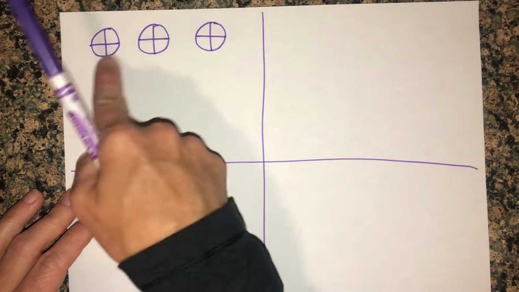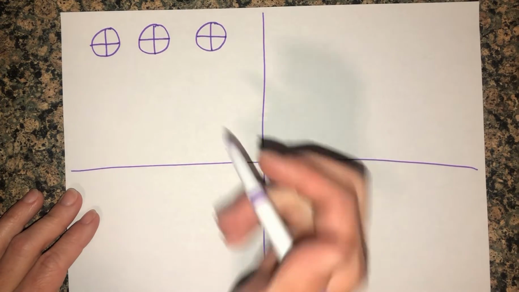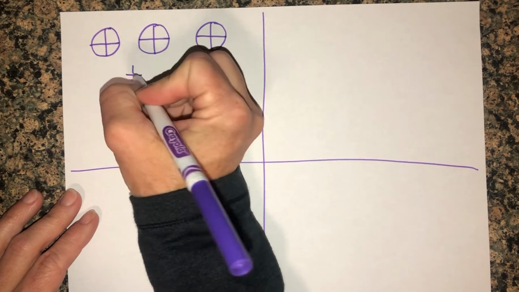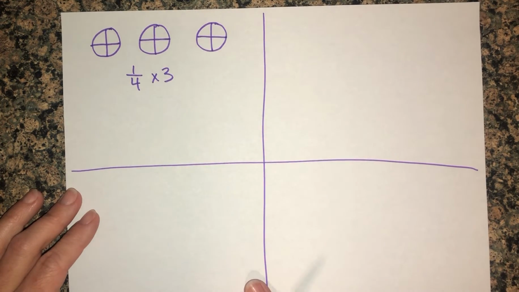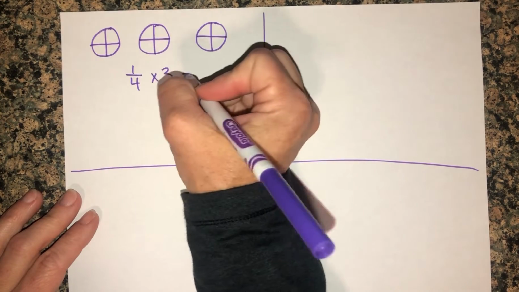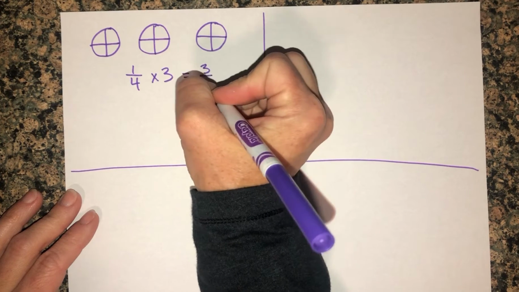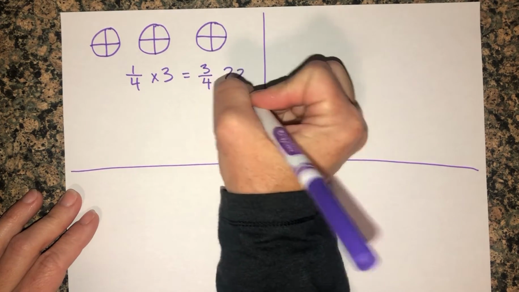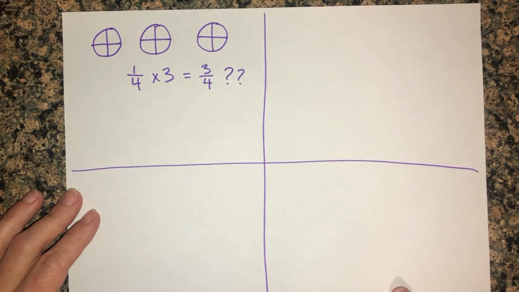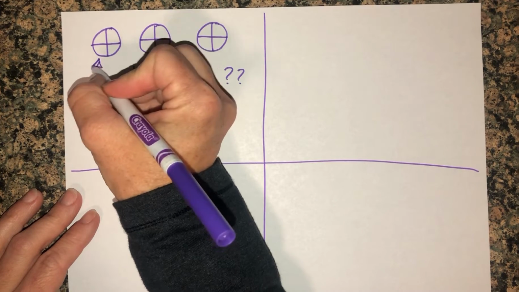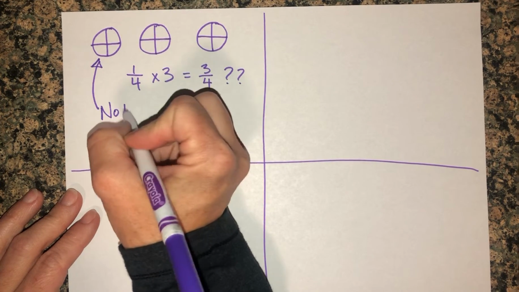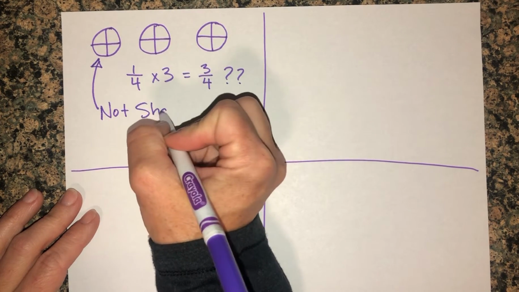So a lot of kids see this, and because of what we did last week, they say, well, this is just 1/4 times 3. The answer to 1/4 times 3 is 3/4. Does that make sense with this model? No, not at all. So you're going to have to be really careful with these because when it's not shaded, we're doing division.